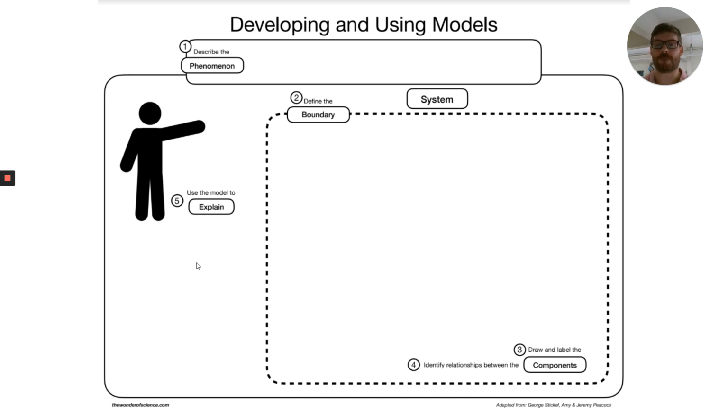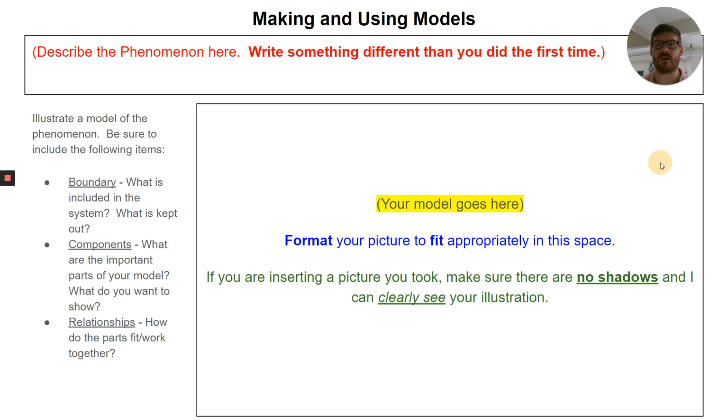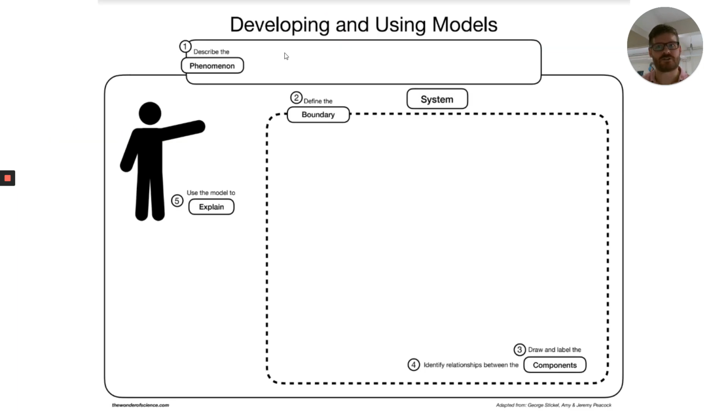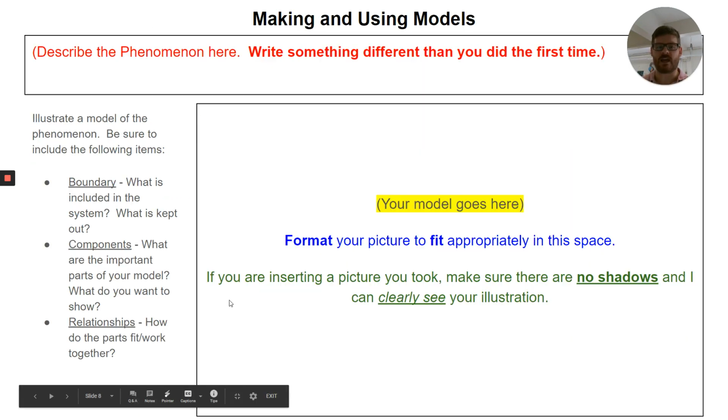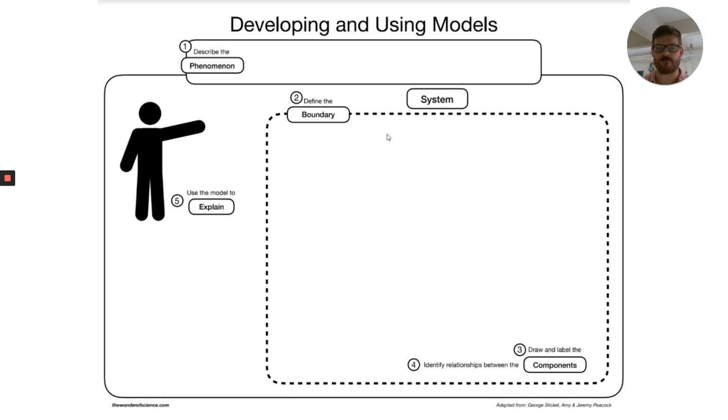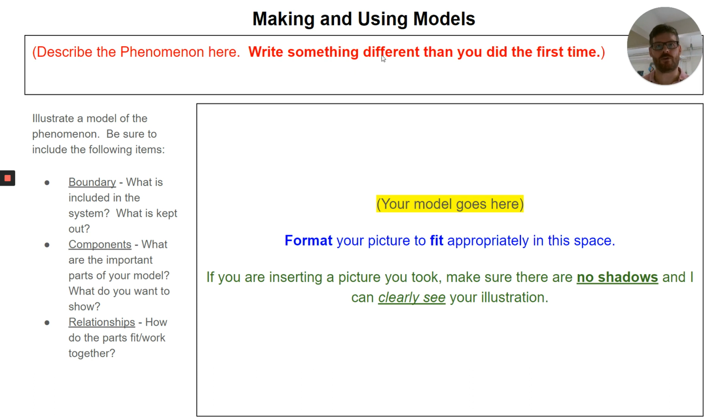Okay? So the format that you're going to do this in is going to be in a PowerPoint or a Google Slides presentation that I'll send to you very soon. It might actually be there by the time you see this video. Okay? This is the same thing. Take a look, right? Describe the phenomenon at the top. Okay? Your model goes here, where you're going to tell me about the boundary, the components, and the relationships. It's the same thing as we had on the previous one. Okay? Only here, you will be able to edit this as you work on it.